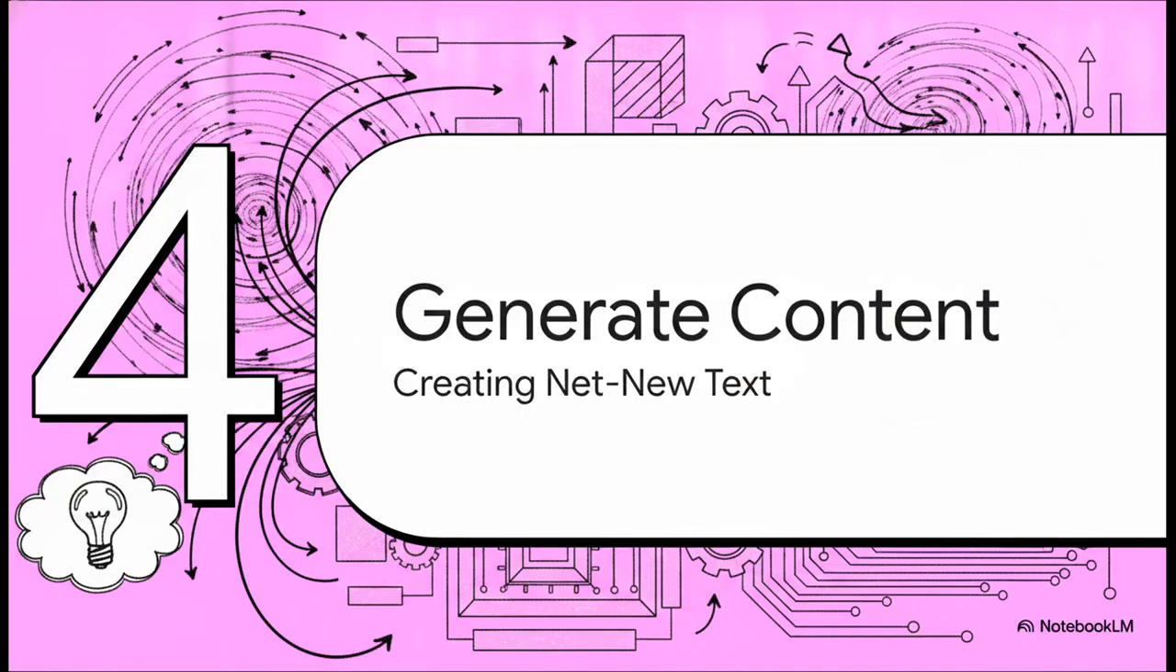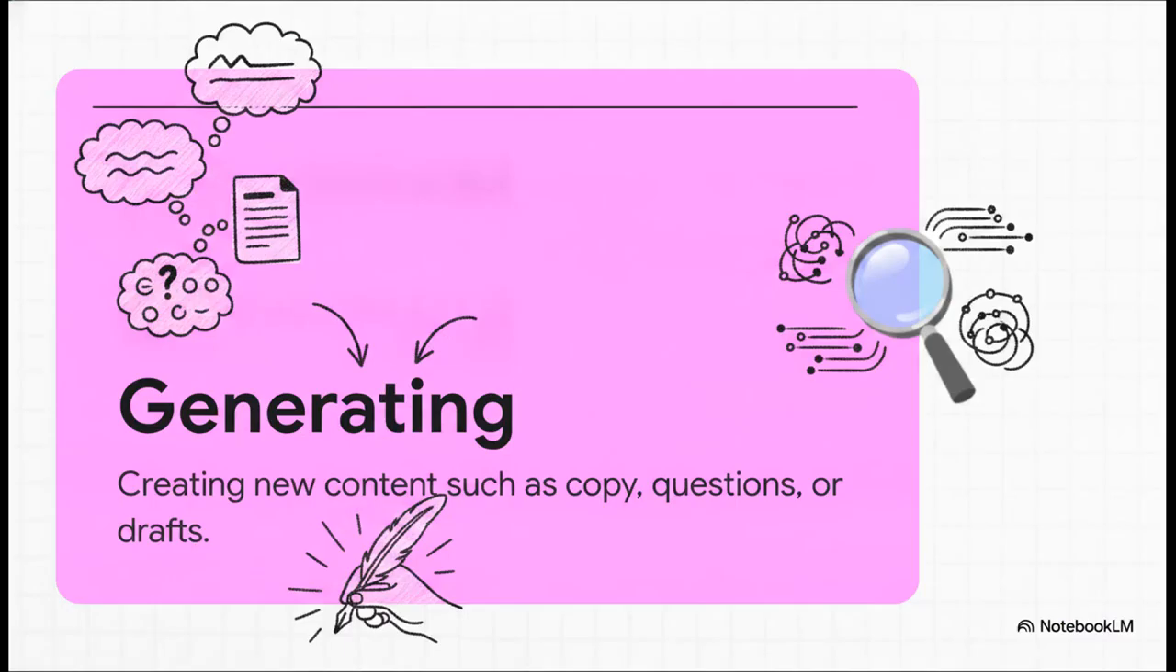Let's transition into Section 4, generating reliable content or creating net new text. Generating is the creation of entirely new text. Let's be real, when most people think of AI, this is the exact pattern they picture in their heads. It covers everything from drafting fresh marketing copy and writing introductory emails to creating 5 multiple choice quiz questions based on a study guide. It's the engine of creation.